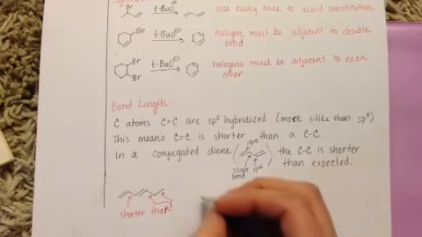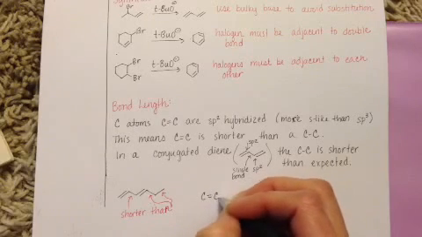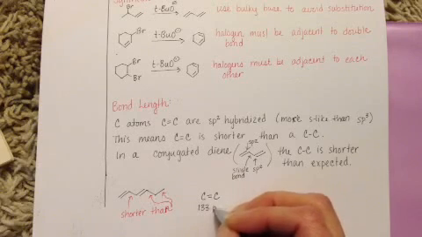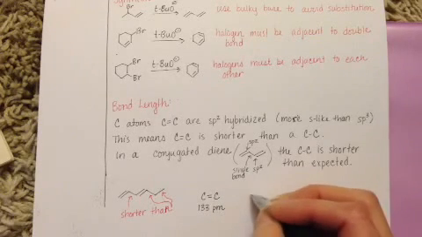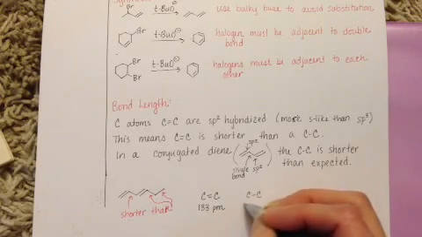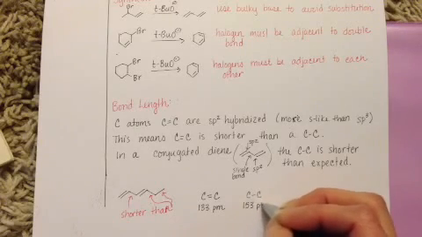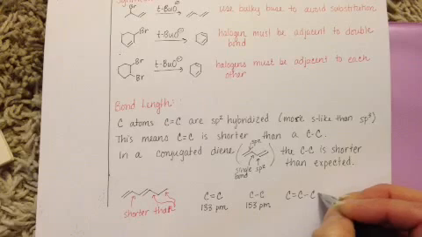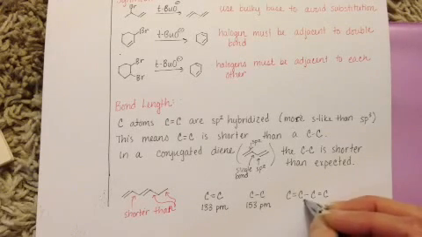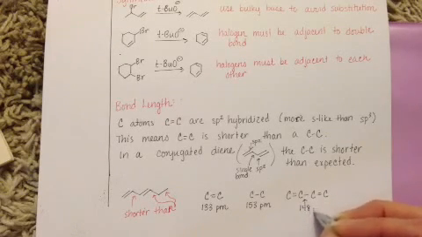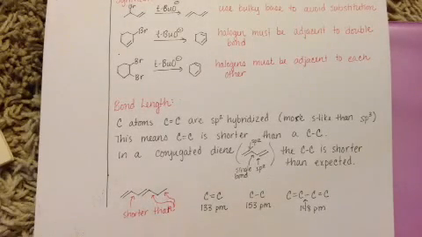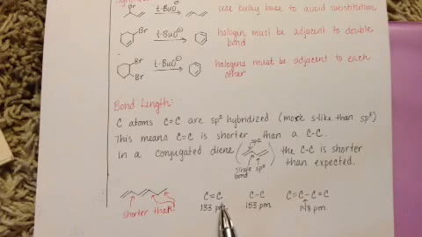Just to give you some data, not that you need to remember this, a typical carbon-carbon double bond is 133 picometers. A typical carbon-carbon single bond is 153 picometers. And the single bond in a conjugated system is 148 picometers. So in terms of length, it's somewhere in between a traditional single bond and a traditional double bond.